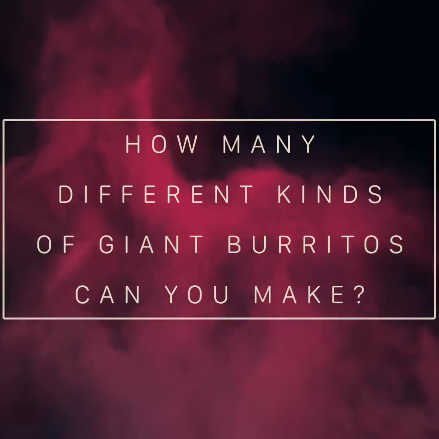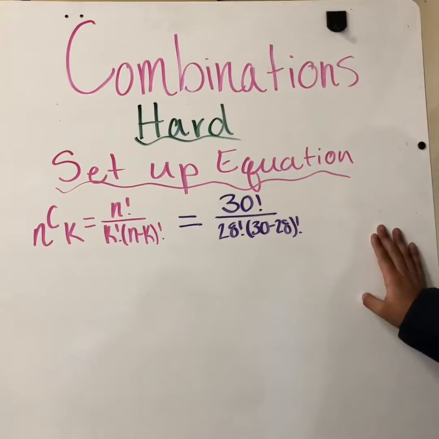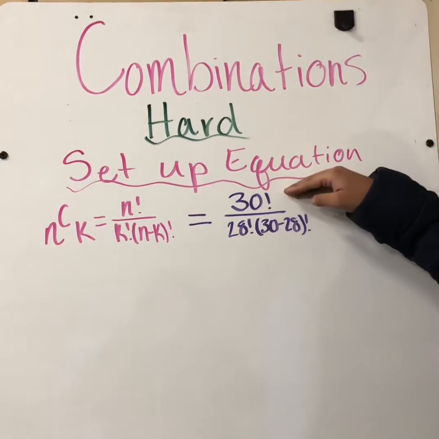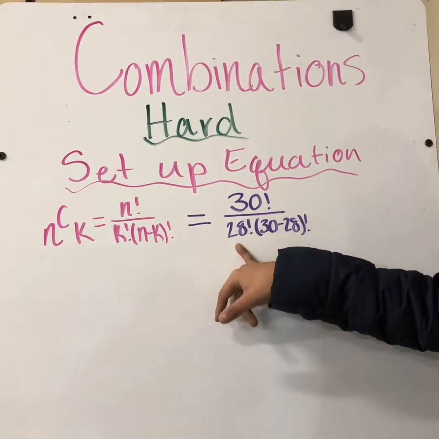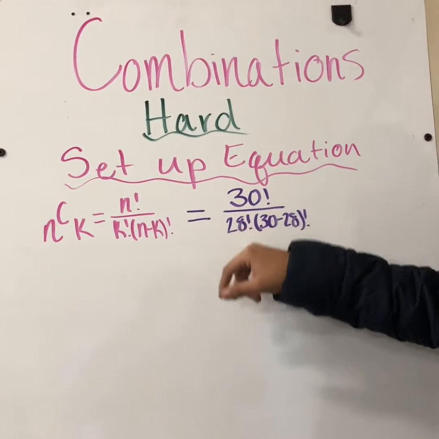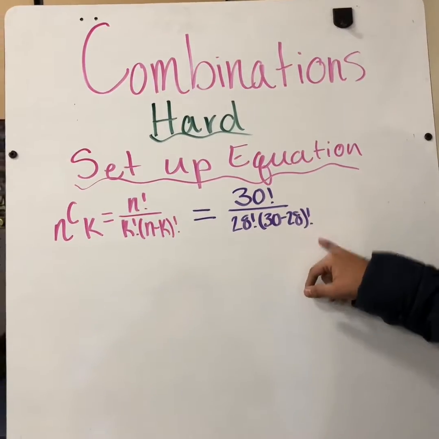How many different kinds? So now we're going to set up the equation. Since there are 30 choices, it goes on the top, and then 28 options you want out of the 30. So then it's going to be (30 minus 28) factorial.